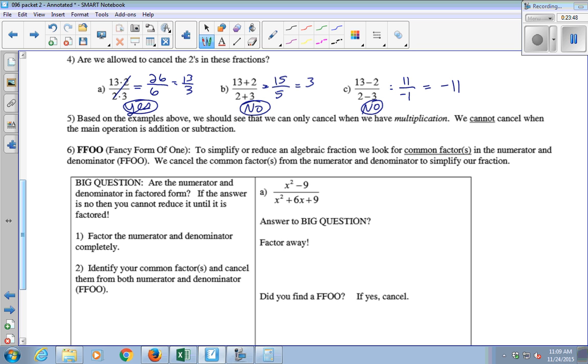Okay. So in general, the way you can tell if you're allowed to cancel is if the operation that's separating your numbers is multiplication. You can cancel when the only operation is multiplication. In part A, I had 13 times 2 over 2 times 3. You can cancel the 2's because it's multiplication. In B, I had addition, and in C, I had subtraction. Canceling doesn't work unless you're dealing with multiplication.